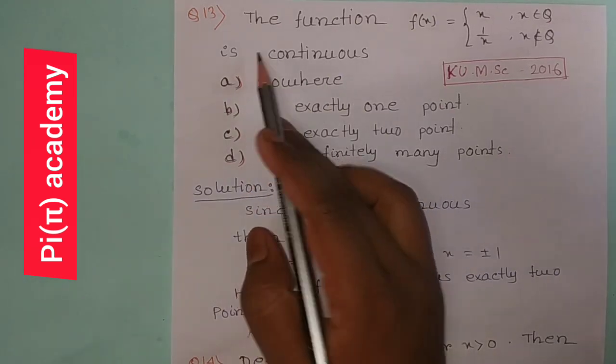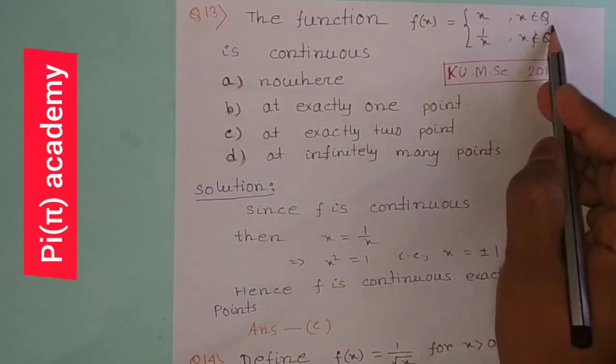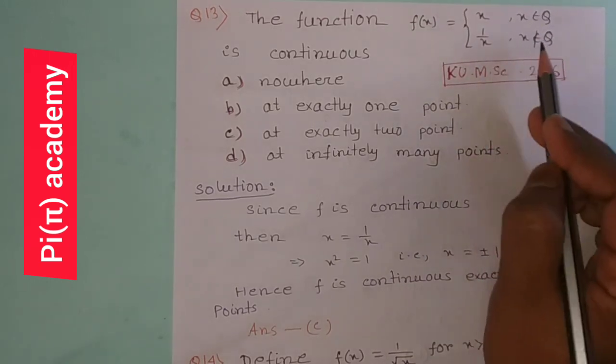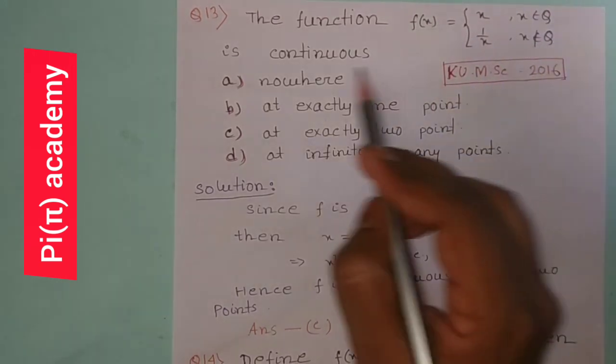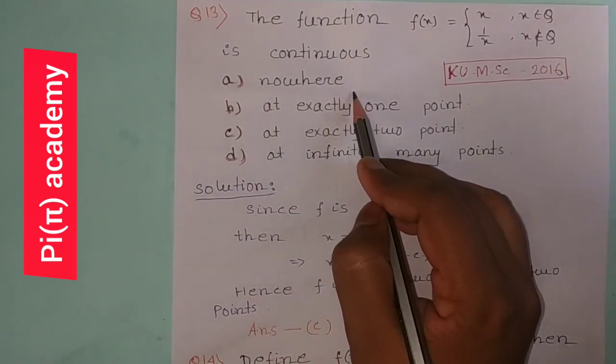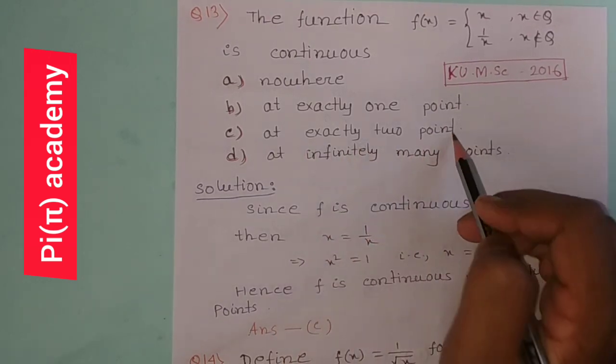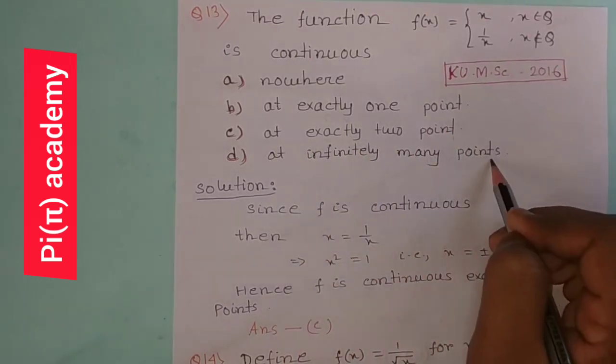Question number 13. The function f(x) equals x when x belongs to Q, and 1 by x when x does not belong to Q, is continuous. Option A, nowhere; B, at exactly 1 point; C, at exactly 2 points; D, at infinitely many points.